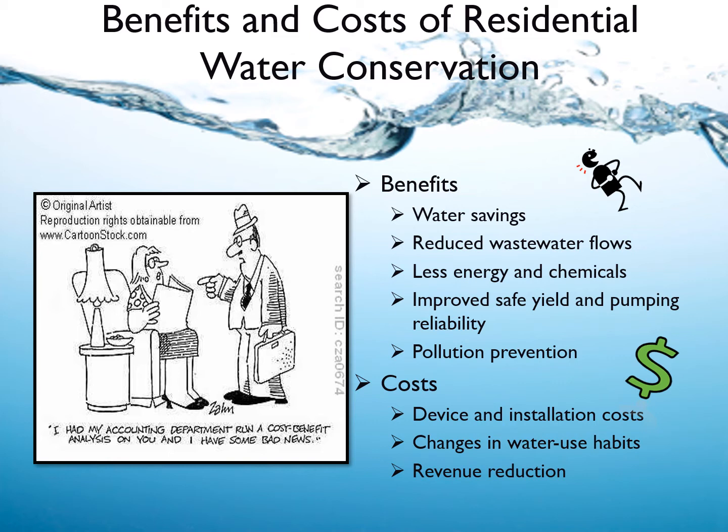And then there are some costs too. So the cost might be device and installation costs. Toilet programs were really big in the 90s and the 2000s, but that wasn't without a cost. But the cost to benefit ratio was pretty good, which is why that's what agencies all did earlier. Change in water use habits is considered a cost. It's very hard to get people's habits to change over time, and you're going to reduce your revenue that's coming into the utility.